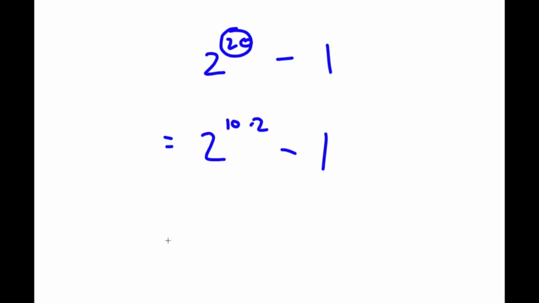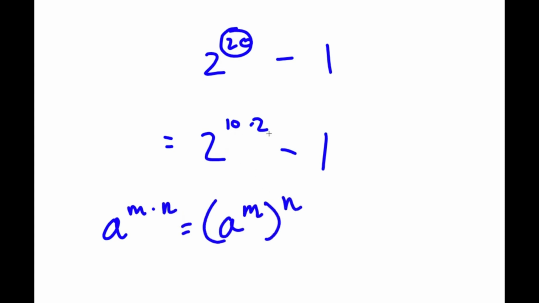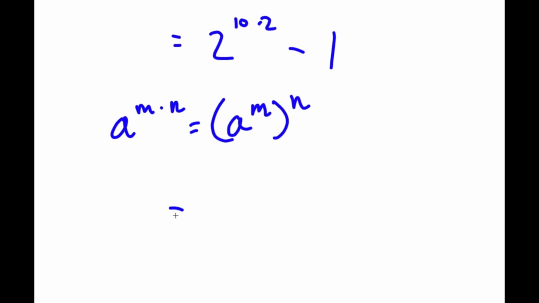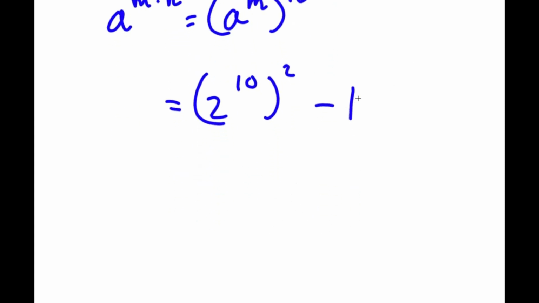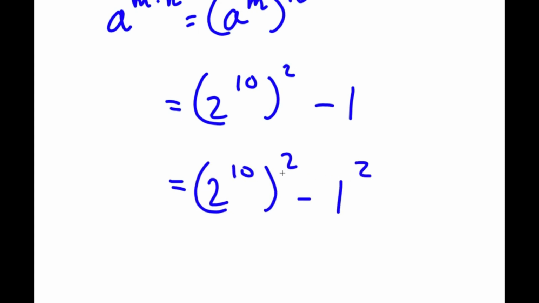Now, if I have something in the form a to the power of m times n, this is the same thing as a to the power of m to the power of n. So 2 to the power of 10 times 2, I can rewrite as 2 to the power of 10 to the power of 2. Now I have this minus 1. Now 1 is the same thing as 1 squared. So now I have 2 to the power of 10 to the power of 2 minus 1 to the power of 2.